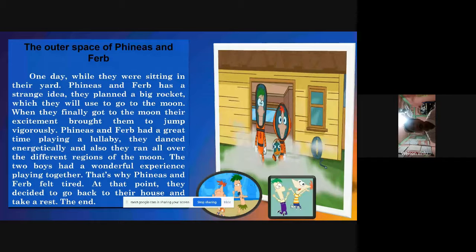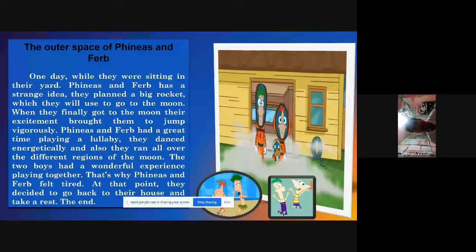So now I am going to read a short story entitled The Outer Space of Phineas and Ferb. So please listen attentively, because after I read this story, I have questions to ask you. Are you ready to listen? Okay. The Outer Space of Phineas and Ferb. One day, while they were sitting in their yard, Phineas and Ferb had a strange idea. They planned a big rocket, which they will use to go to the moon.